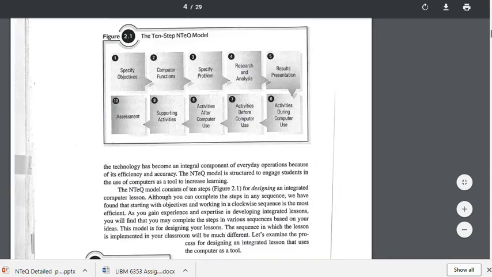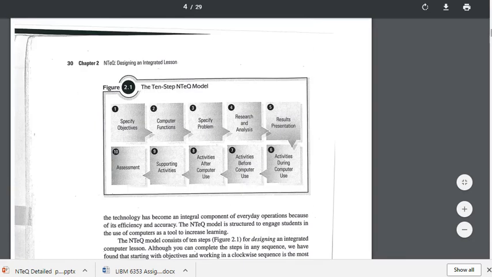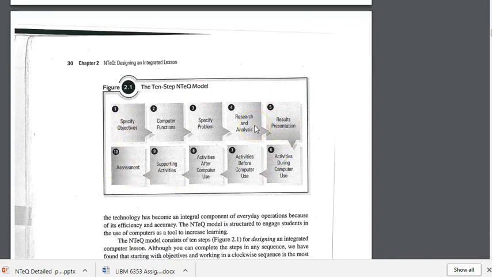increase learning. So here are the 10 steps, and notice it kind of goes around in a circle, but you don't have to follow every step exactly, but it does help. Sometimes for me, if I start with the end in mind, the assessment that I want to work on, but then I can piece in the other things. So if you want to start with your objectives, specify what they are, make sure that they match the computer functions, and we'll go through this in just a minute.